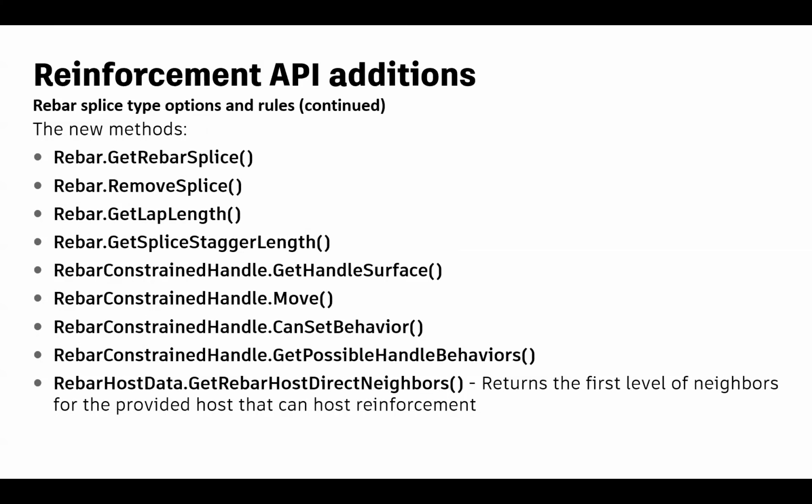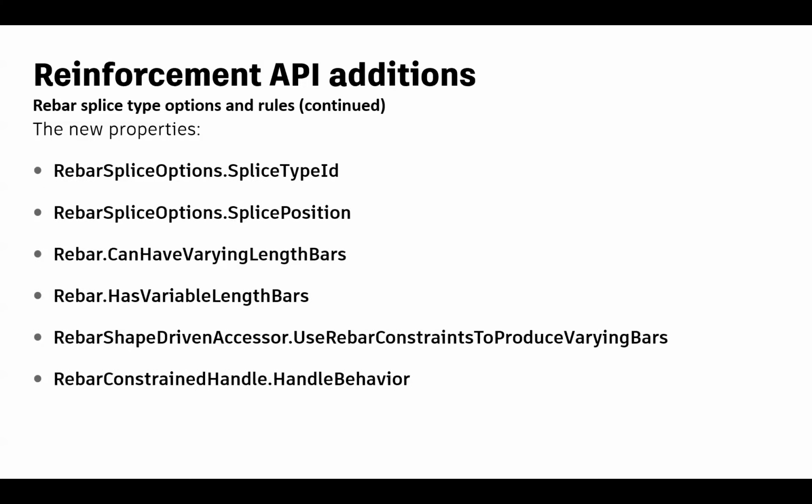New members of Rebar, RebarConstraintHandle, and RebarHostData are also listed here for your reference. The new properties in RebarSpliceOptions are SpliceTypeId and SplicePosition. Rebar can have varying length bars, HasVariableLengthBars, and in RebarShapeDrivenAccessor, and in RebarConstraintHandle.